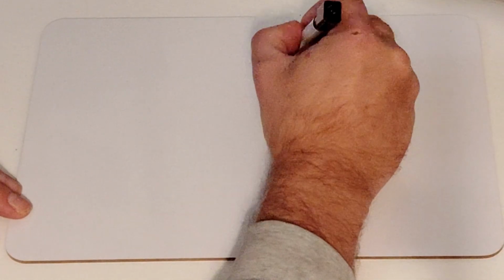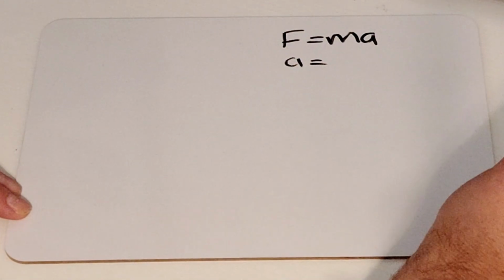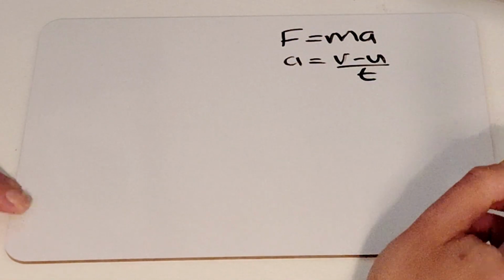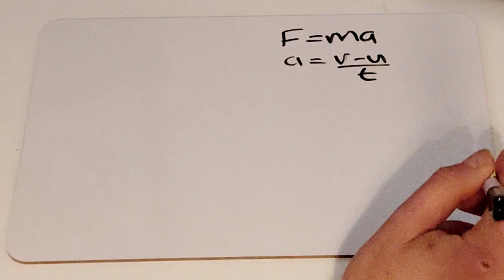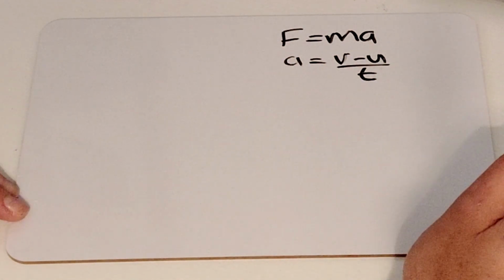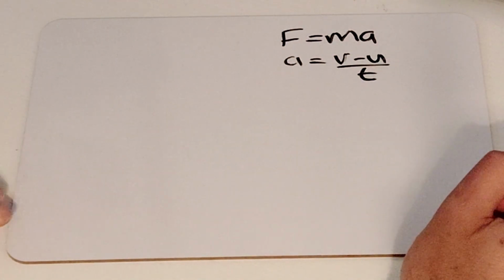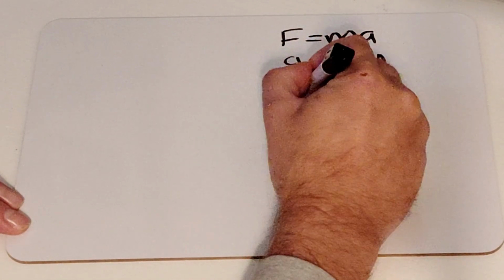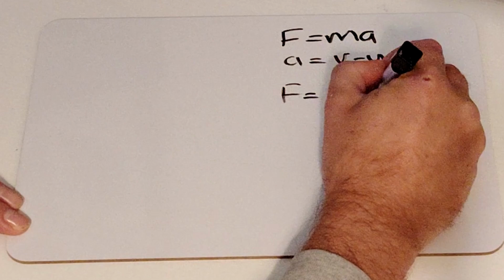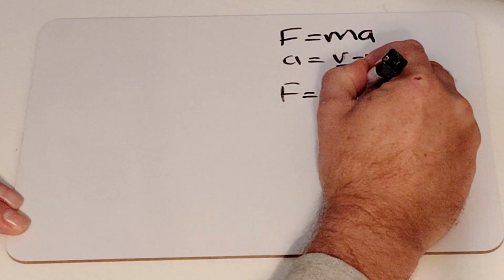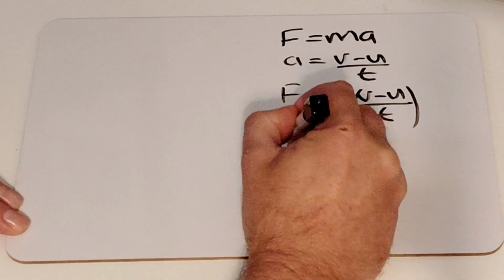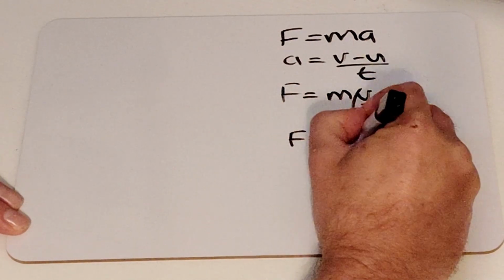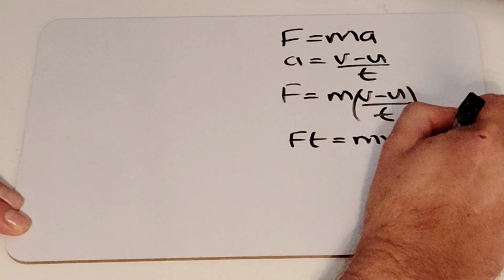I'm going to change this up a little bit. I'm going to use acceleration, but instead I'm going to rewrite it as v minus u over t, final velocity minus initial velocity divided by time. Time is the impact time of the strike, u is our initial velocity, v is our final velocity. I can then substitute that in, and we get m(v minus u)/t. If I expand that out and multiply through by t, I get Ft equals mv minus mu.